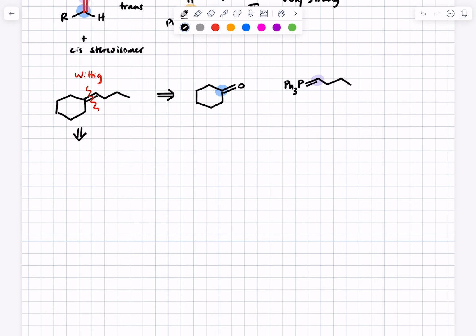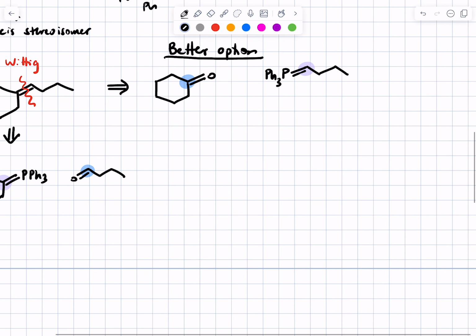You could also envision an alternative in which the carbon on the left is the Wittig reagent, and then the carbon on the right is the carbonyl electrophile. Now, either of those look reasonable. It turns out that one is better than the other, and the better option is this one. And I want to show you the reason why. It has to do with how you synthesize the Wittig reagent.